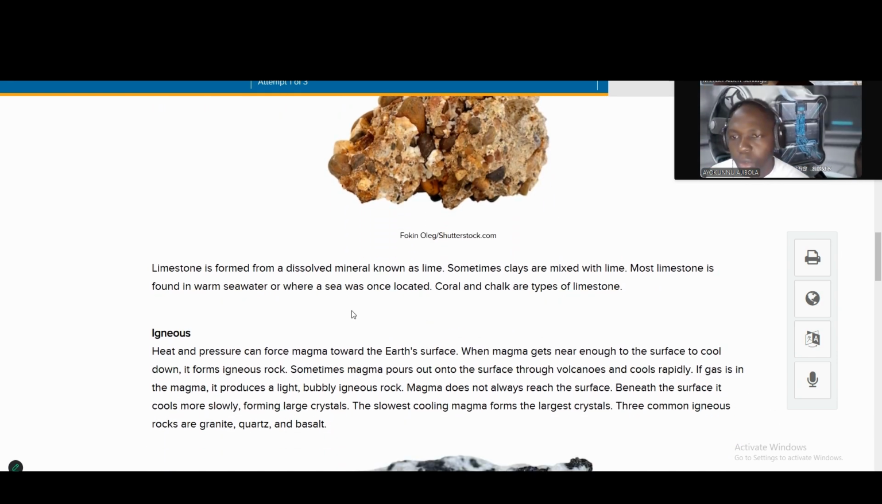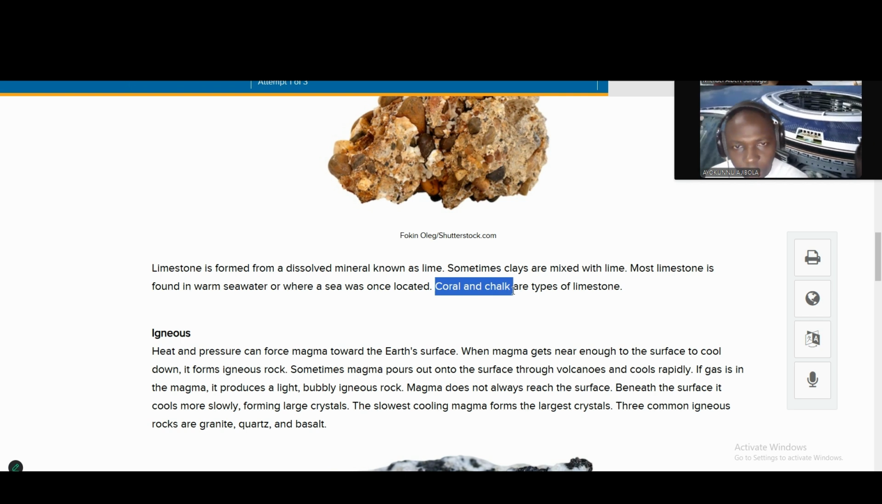So now limestone is formed when a dissolved mineral known as lime is formed from a submarine. So sometimes clay is mixed together with lime. Most limestone is found in warm seawater or where the sea was once located. Coral and chalk are types of limestone. Take note. Okay?